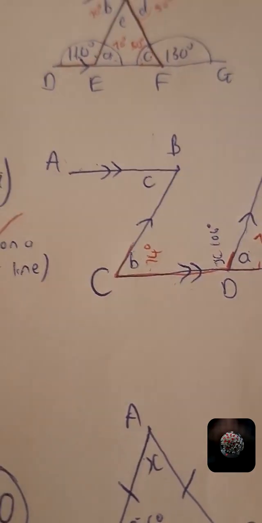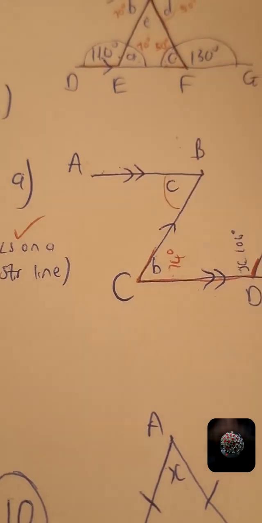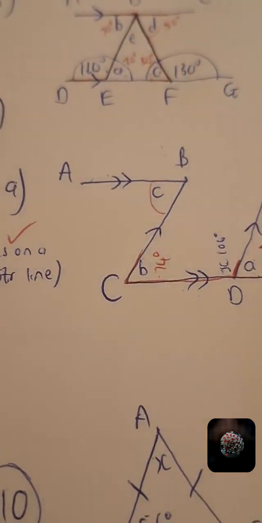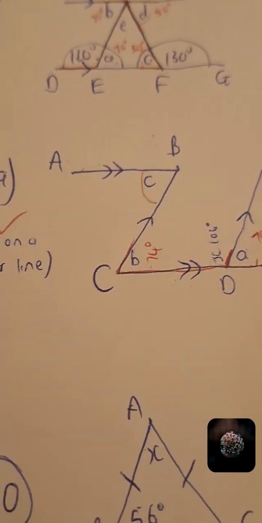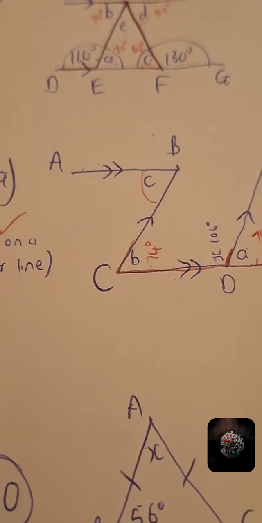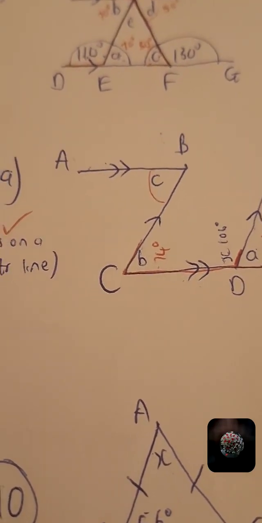So C is equal to B. Reason: alternate angles. C is equal to B, and the actual angle is 74 degrees.